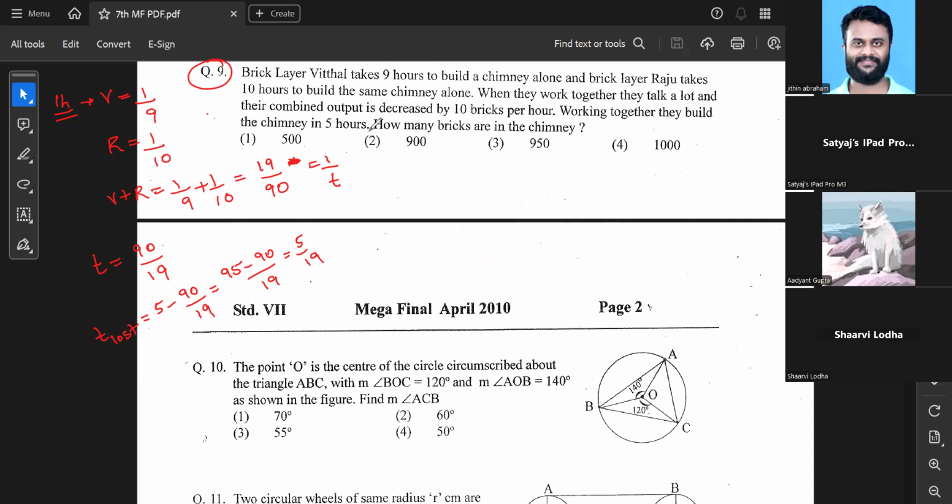So this is the theoretical time in which they were supposed to complete, but they completed in 5 hours because of chit chatting. So the time lost because of their chit chatting was 5 hours minus the actual time, or the theoretical or expected time, I'll say.